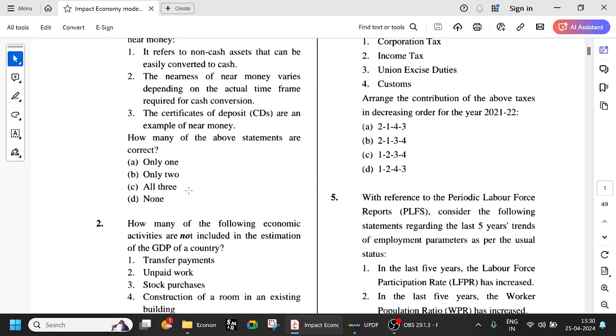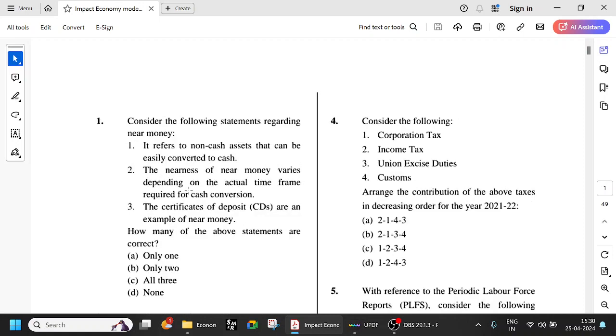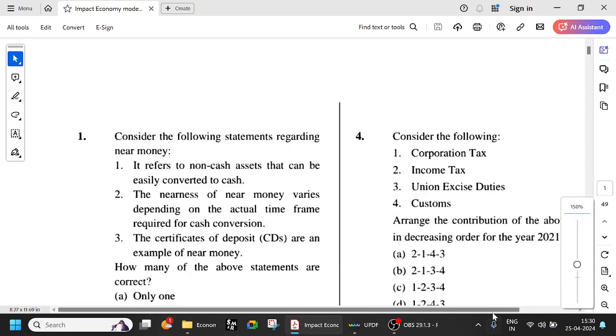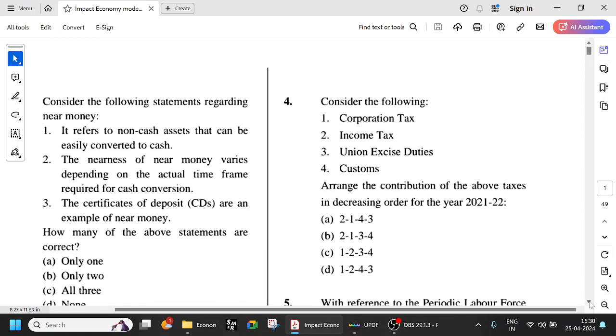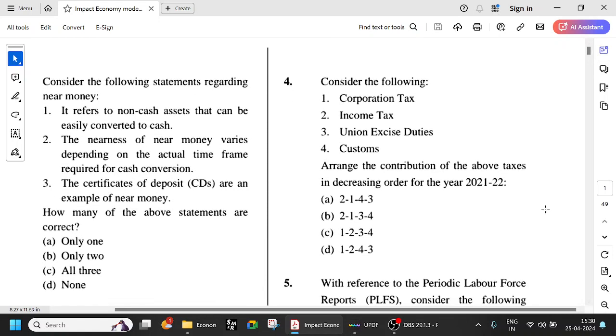So let us look at the fourth question. Consider the following: corporation tax, income tax, union excise duties, customs. Arrange the contribution of the above taxes in decreasing order for the year 2021-2022.